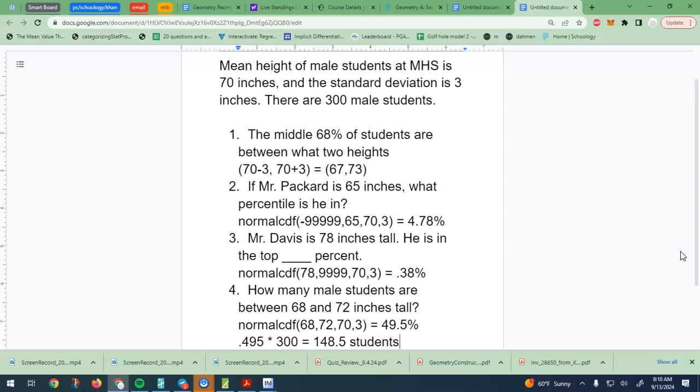So that means he is taller than 4 percentile. Mine says top whatever. My percentile is like 9. Yeah, Kara.